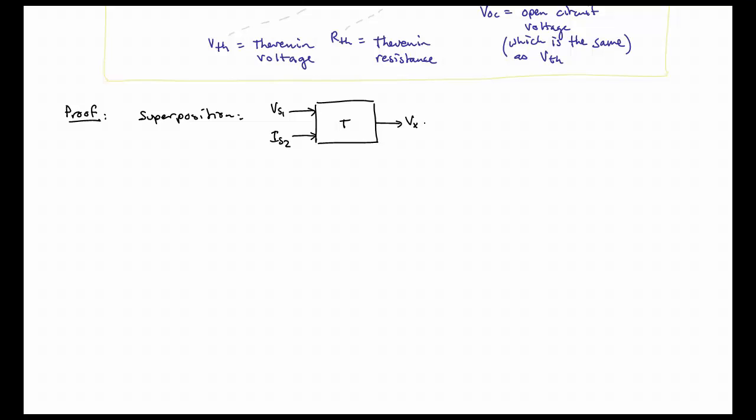What we found with superposition was that for linear systems, any response in the system, any current or voltage, is going to be a weighted sum of each input. I'm going to use some Greek letters here to be fancy. We'd say that Vx, some response, is going to be a weighted sum of the two input sources, Vs1 and Is2.